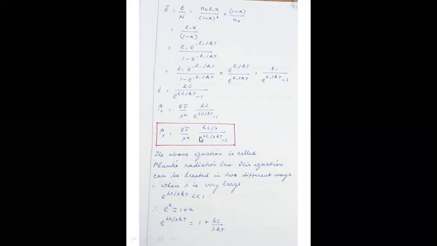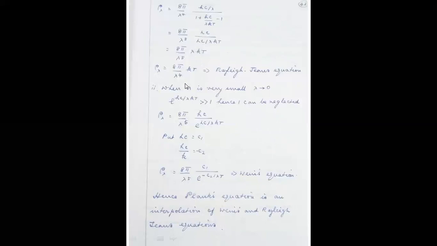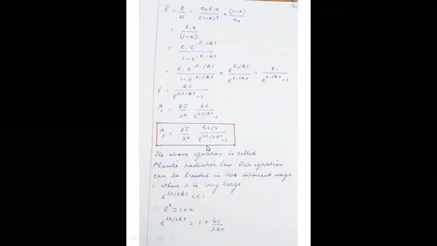That is rho lambda is equal to 8 pi hc by lambda power 5 divided by e power hc by lambda kT minus 1. So when the lambda is very large, what happens? E power hc by lambda kT becomes very close to 1 plus a small term, so the 1 can be neglected in a sense. The equation that you are getting is the Rayleigh-Jeans equation at the large lambda values. For the small lambda values, the same equation becomes Wien's equation. So Planck's equation is an interpolation of Wien's and Rayleigh-Jeans equation. So this is how one single equation, Planck's radiation law, covers both.